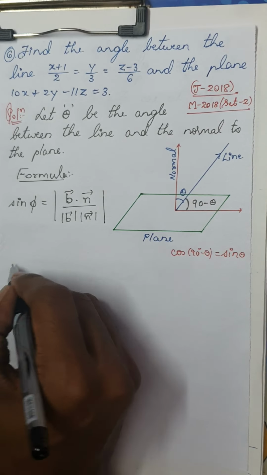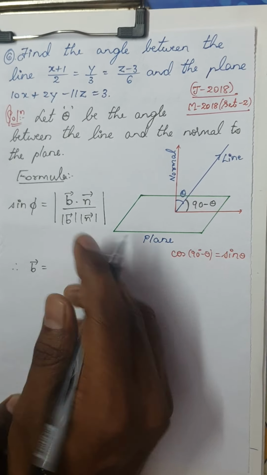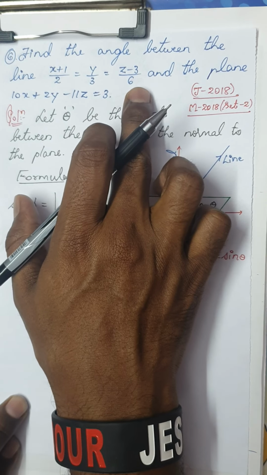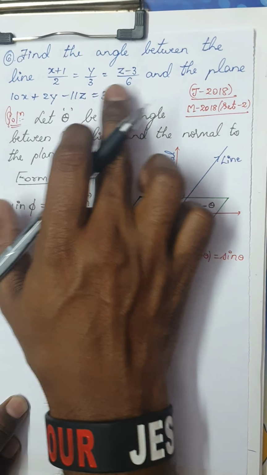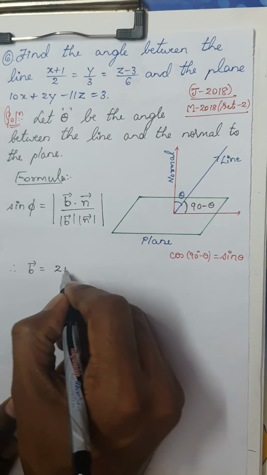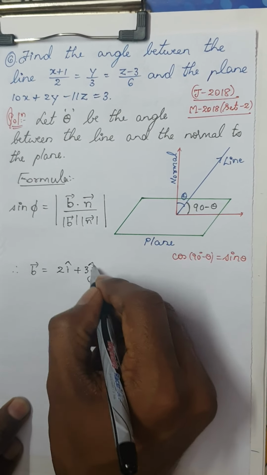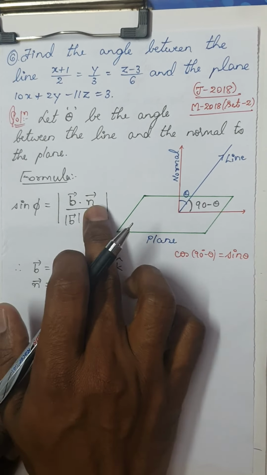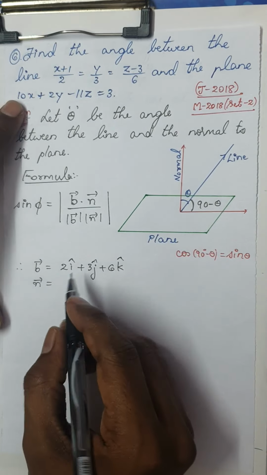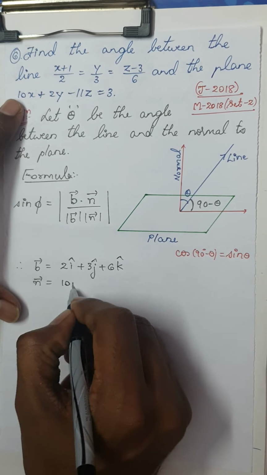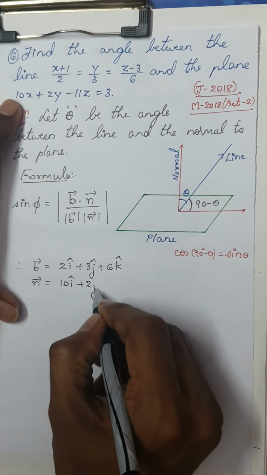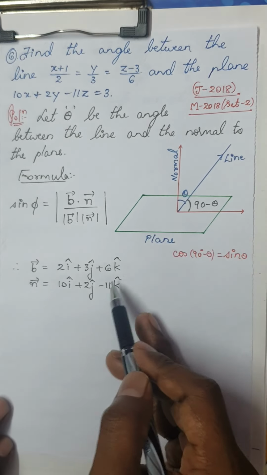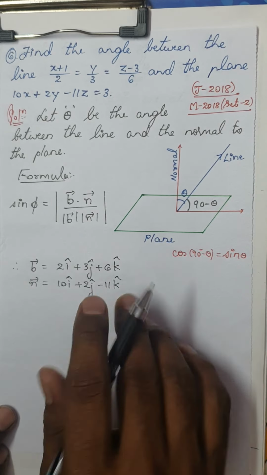Therefore now, what is vector b? Vector b means using the dr's of the line, isn't it? So the dr's of the line are 2, 3 and 6. Therefore the vector b is 2i plus 3j plus 6k. Similarly, the vector n is with respect to the plane, you can take this itself. You will get 10i plus 2j minus 11k. That would be my equation of the plane in vector form.